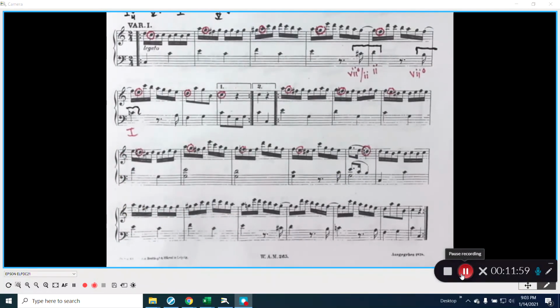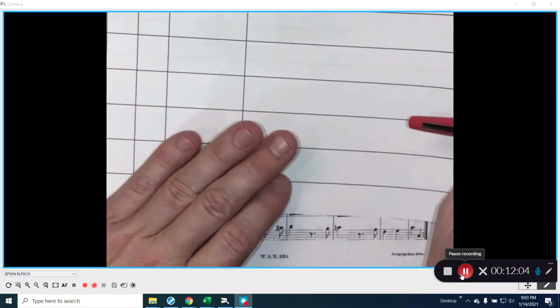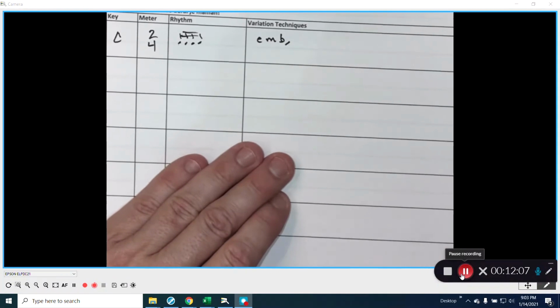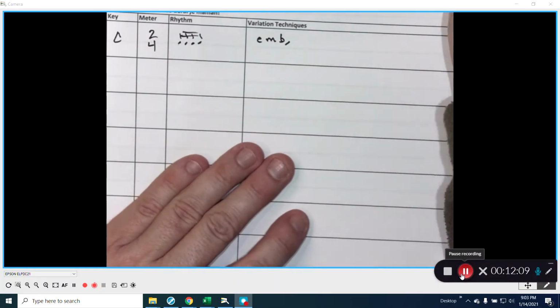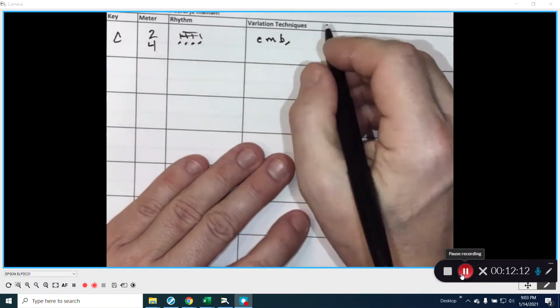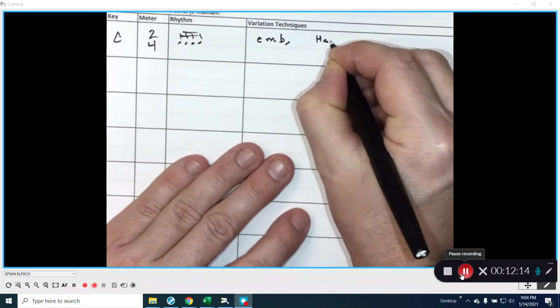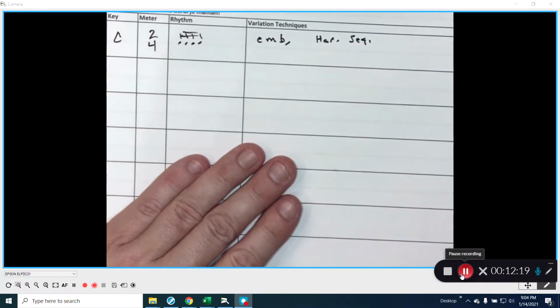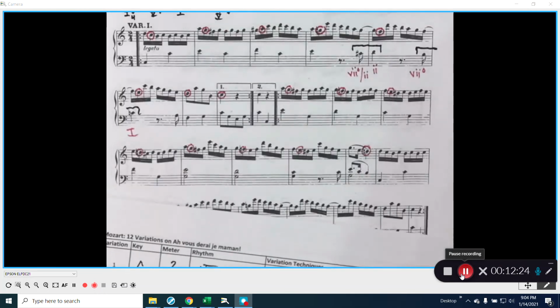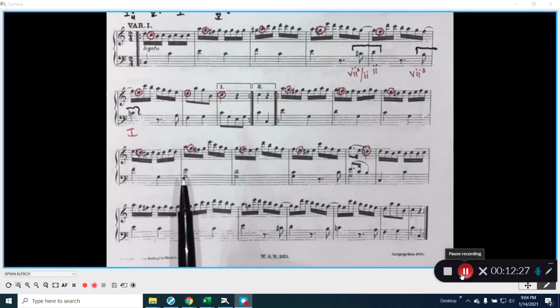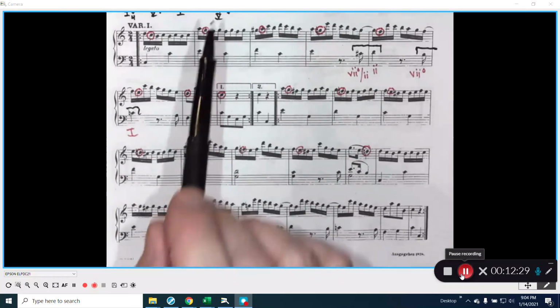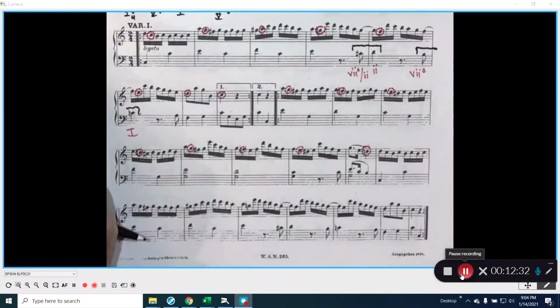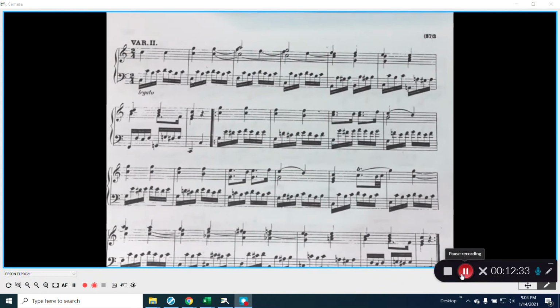So it's not really a big deal here, but it is present. So I'm going to include it in my variation techniques. Again, I'm going to do some abbreviating here so we can move along. Harmonic sequence seems to be present. Notice that I didn't do harmonic analysis of every moment because most of it relates back to the theme. And it's on to variation 2.